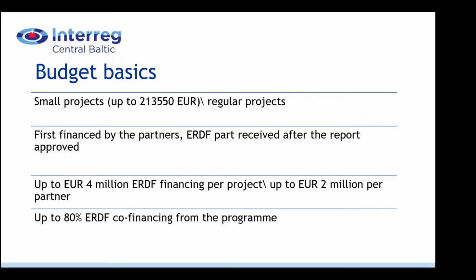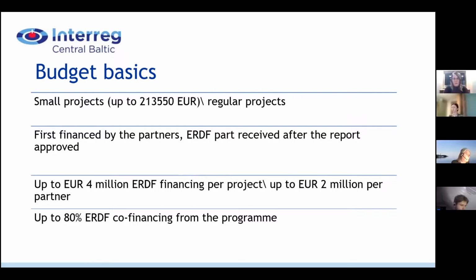So the upper limits, 4 million total. I have a mistake here, we will correct it. So 4 million total per project and 2 million total for project partner. And up to 80% ERDF co-financing from the program.